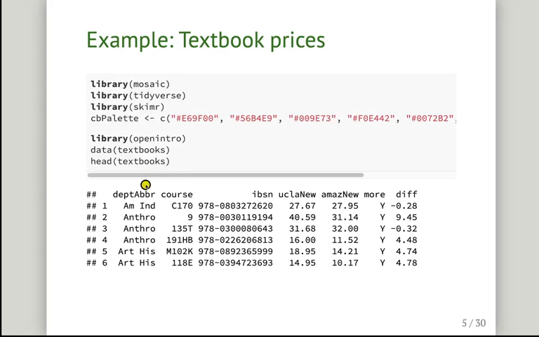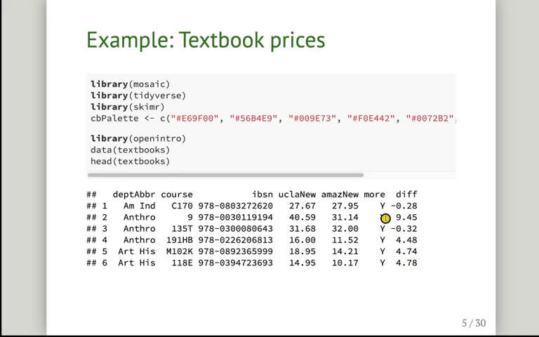So we have the department abbreviation, so anthropology, art history. We have the course number, again these are UCLA courses. We have the book's ISBN, how much the book cost at UCLA brand new, how much the book cost at Amazon brand new, and the difference. This difference variable is positive if it costs more at UCLA. It's negative if it costs more at Amazon.